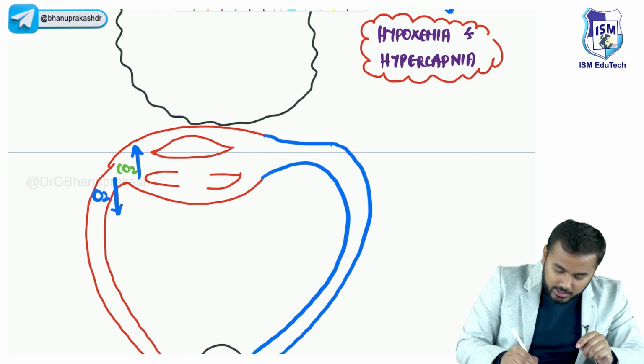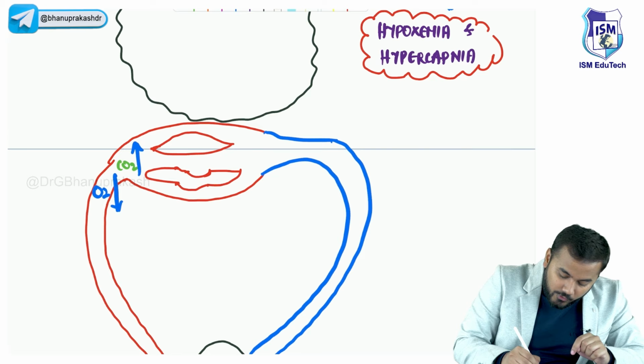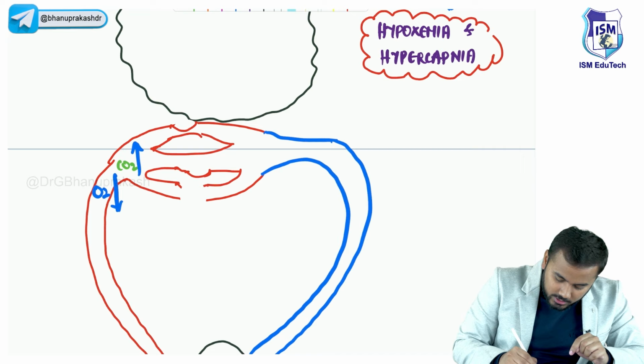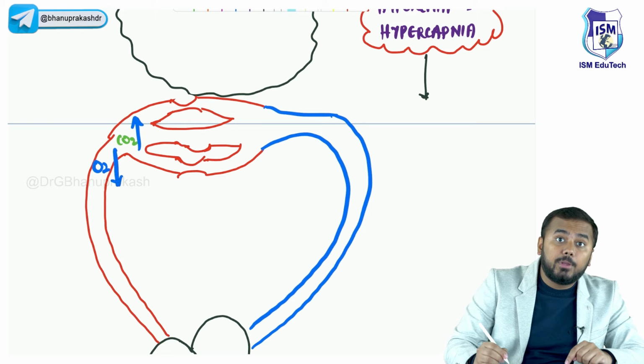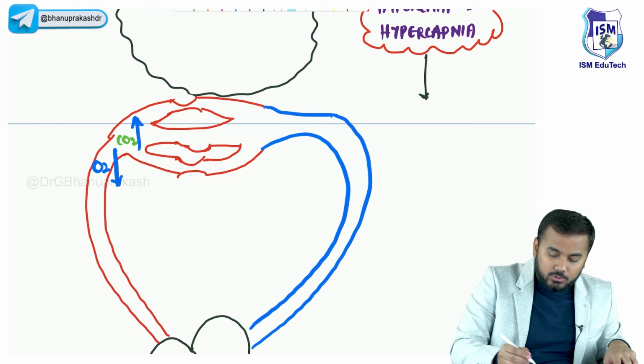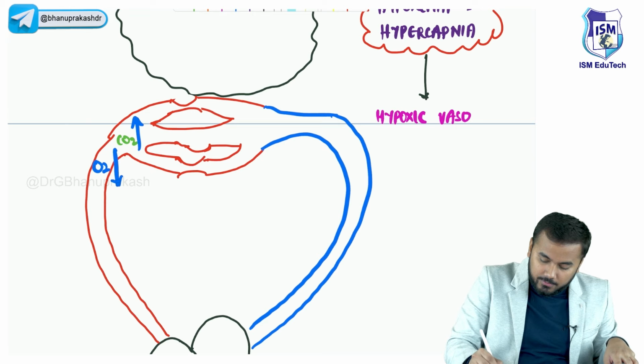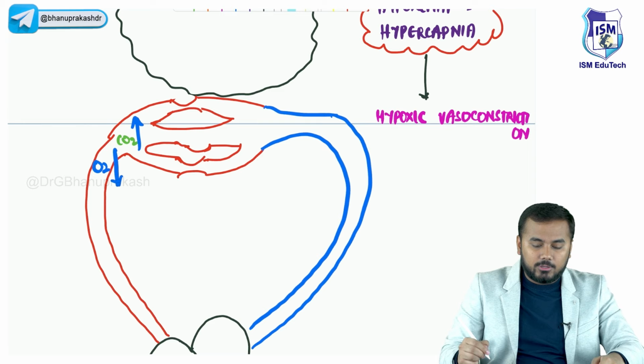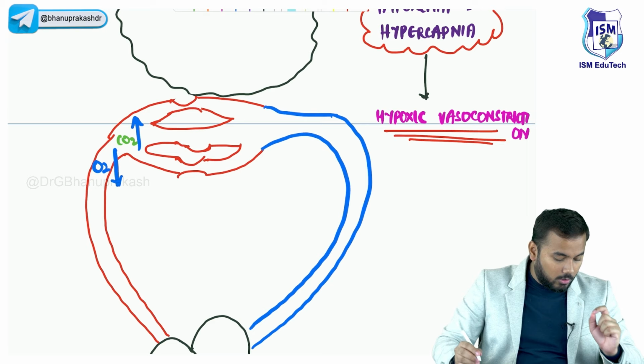Right? So whenever there is vasoconstriction here, all of you look now, see, this is a vasoconstriction. Here also there is a vasoconstriction. So why is this vasoconstriction happening? Because of hypoxemia. This is called hypoxic vasoconstriction. So this phenomenon is called hypoxic vasoconstriction.